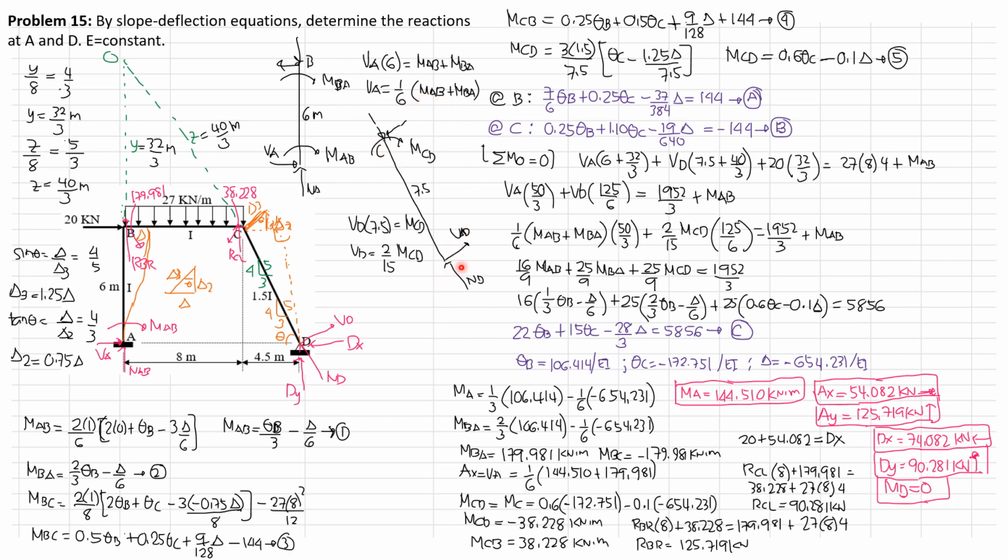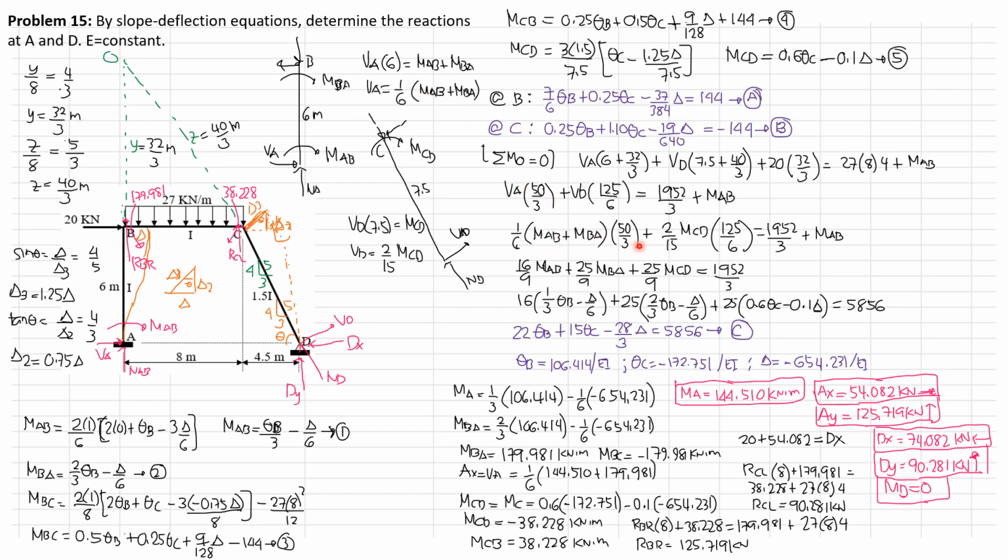Likewise, we draw the free body diagram of CD. Summation of moment about C equals 0, so V_D times 7.5 equals M_CD. So shear at D is M_CD over 7.5, or 2 over 15 of M_CD. Substitute into this equation here. So V_A is 1/6 of quantity M_AB plus M_BA.